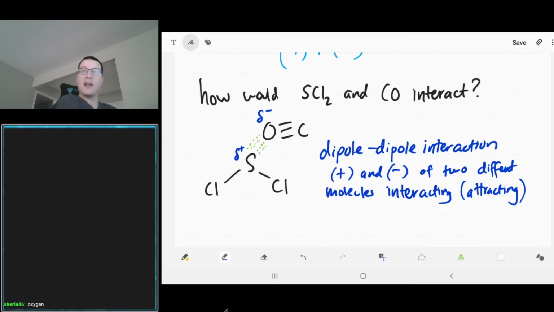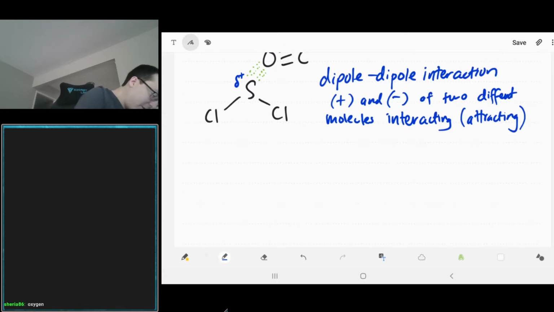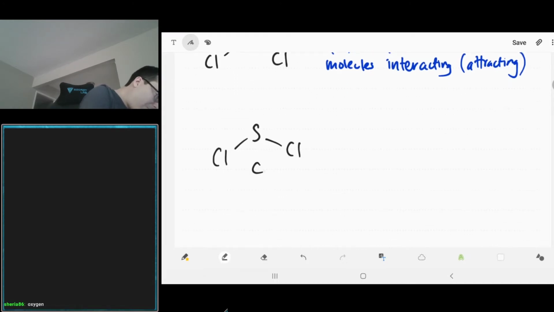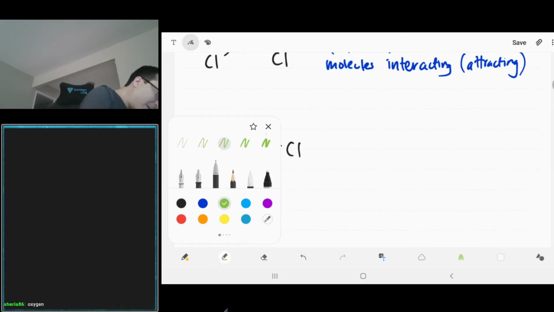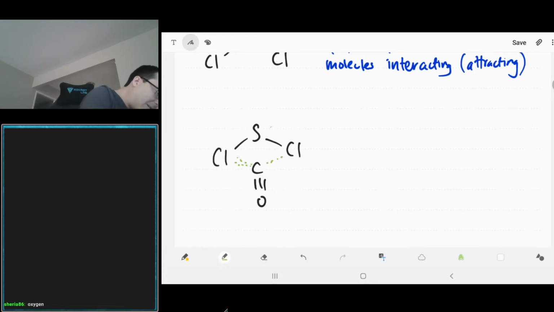Because these are actual dipoles, unlike with the London forces, which were kind of fake dipoles that existed for a fraction of a time and were very weak, this is a little bit stronger. In these we have permanent dipoles now, not instantaneous dipoles that are short-lasting and go away. Carbon monoxide is always polar, and so those can interact with each other. And just so we know, this could have happened the other way as well. We could have had maybe the carbon interacting with the chlorines.